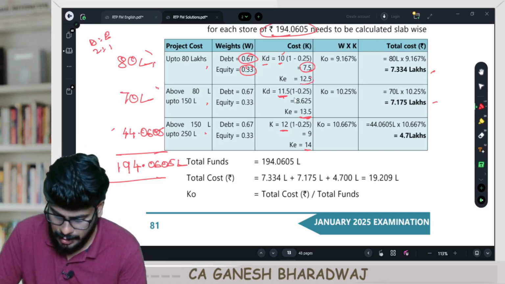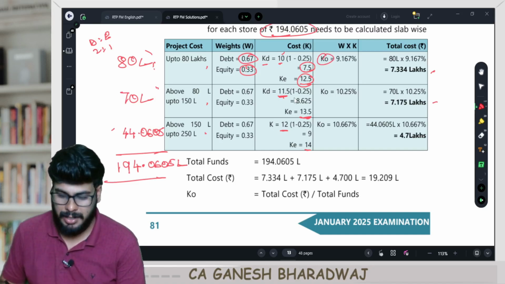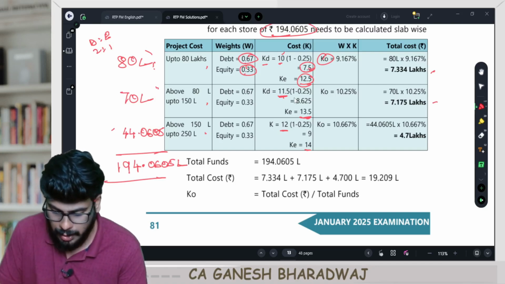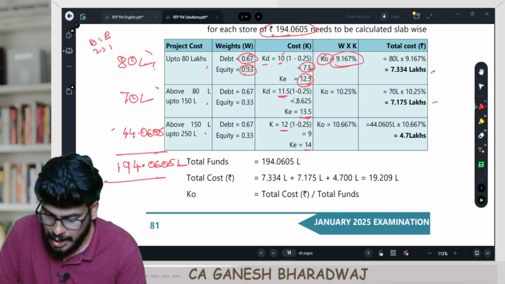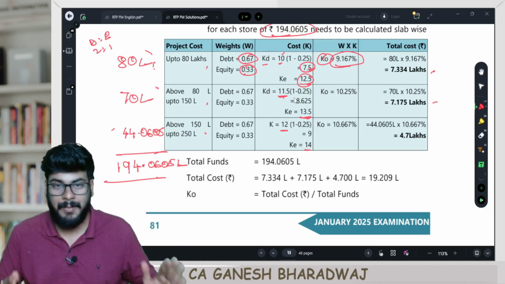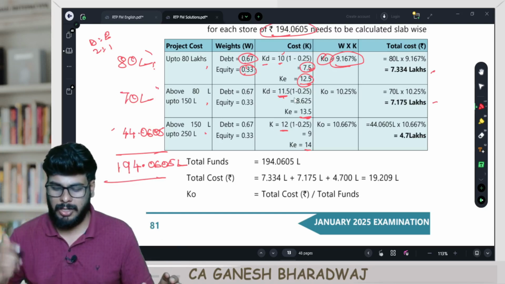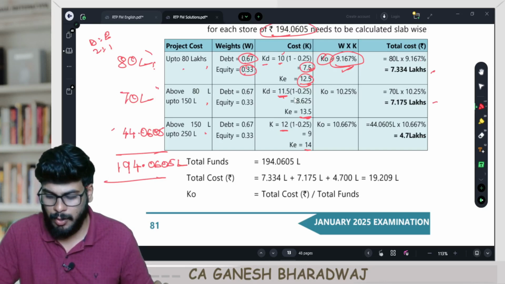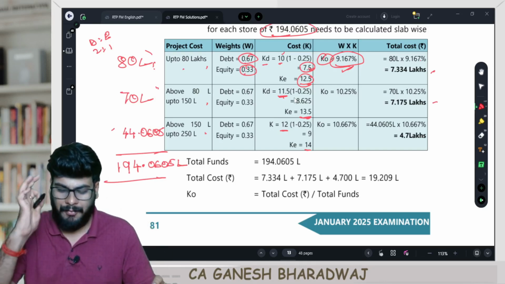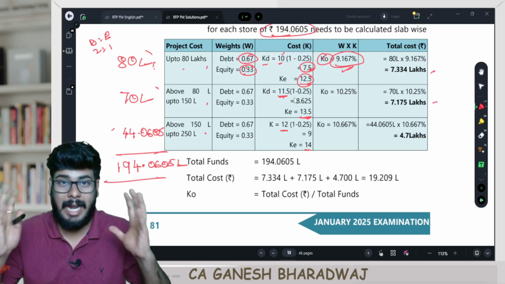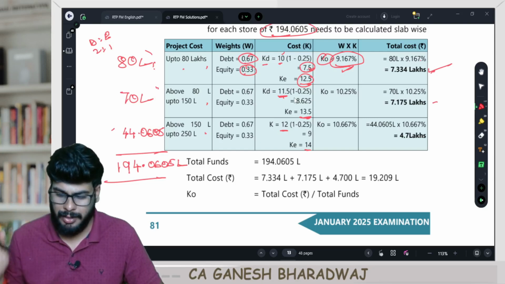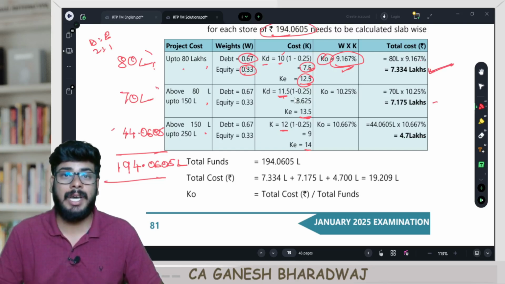KE given in the question is 12.5. So now the KO for the first 80 lakhs, how much is it going to be? 0.666666 into 7.5 plus 0.333333 into 12.5. If you do, you get 9.167%. In other words, for the first 80 lakhs, the overall cost of capital is 9.167 percent. So 80 lakhs into 9.167 percent: for the first 80 lakhs, the total cost in amount that you are incurring is 7.3334 lakhs. Are you clear with this? You just multiply and keep it there. Sir, why are we doing it like this?